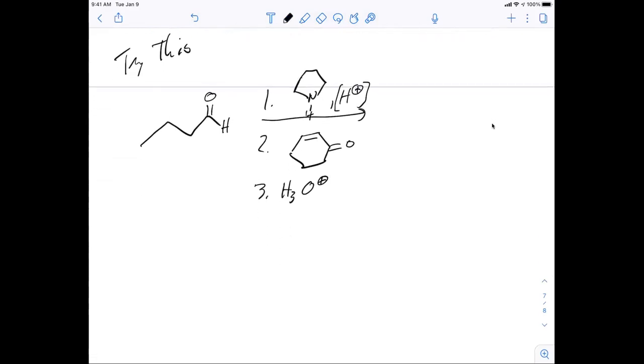Again, form it, do the steps. So form the enamine, then have the enamine react with the alpha, beta unsaturated, and then hydrolyze the enamine back to the carbonyl and protonate to reform your carbonyl, your other carbonyl.